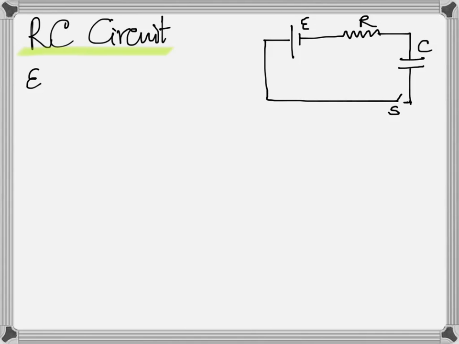Yeah, up to what point will the capacitor accumulate charge? What is the maximum charge on the capacitor? C times E. So we will call it QM. Maximum charge on the capacitor, QM, is equal to C times E.